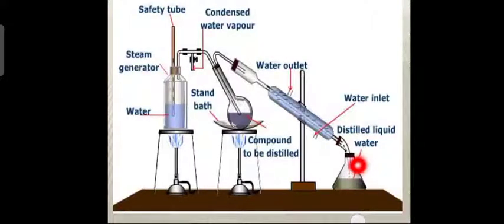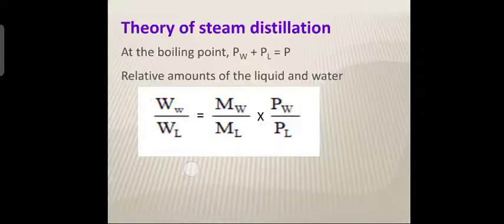You close the tap, put these two layers, and then open the tap just like a burette. So what happens? One layer comes out. If the organic liquid is the denser layer, it will come out first, then the water layer will be present in the funnel itself. That's how it is separated.